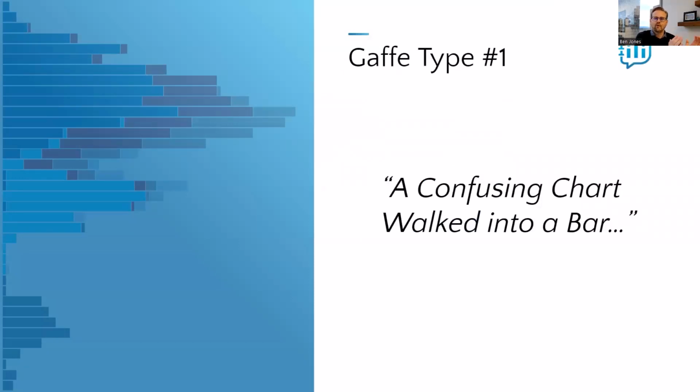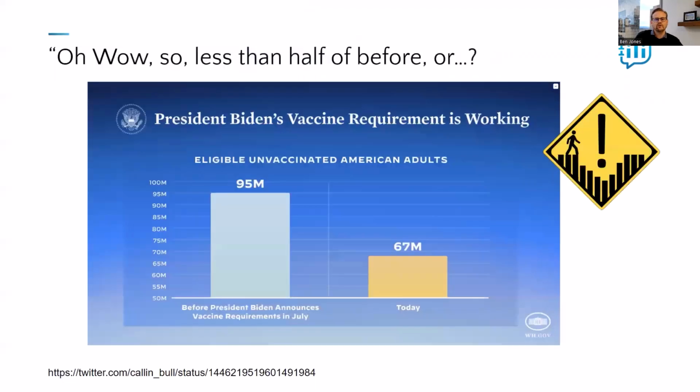We're going to go through 4 categories, okay? And within each one, there'll be a handful of examples. First one is type number 1. We'll title this one, A Confusing Chart Walked into a Bar. Okay, so bars are commonly skewed in data visualizations, leading to confusing or misleading outcomes for the interpreter.